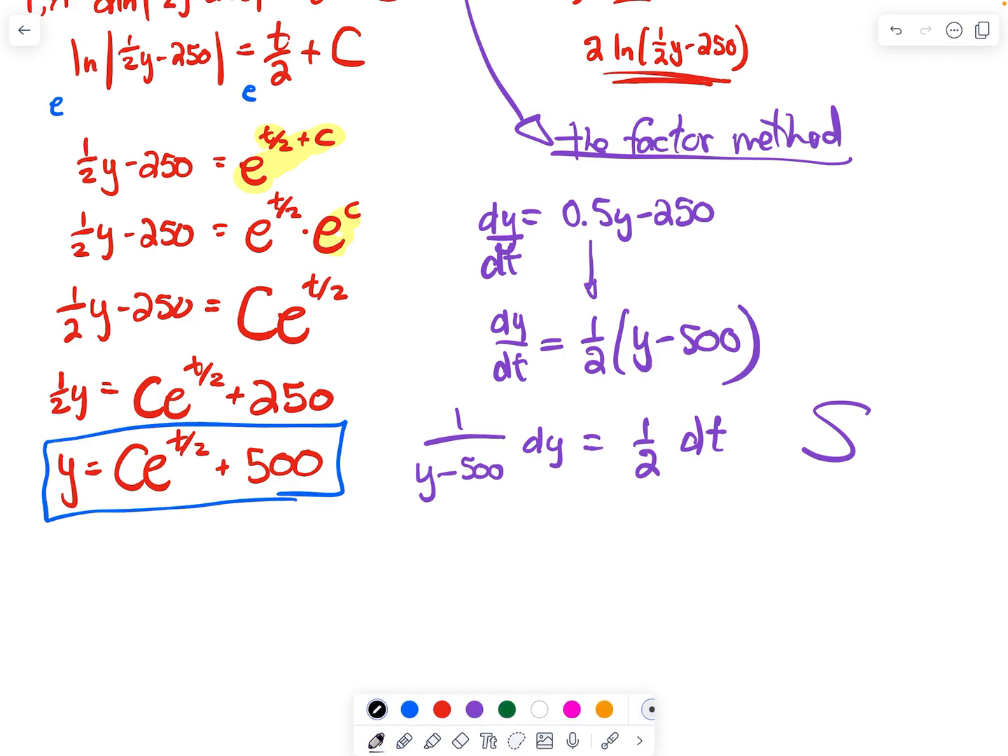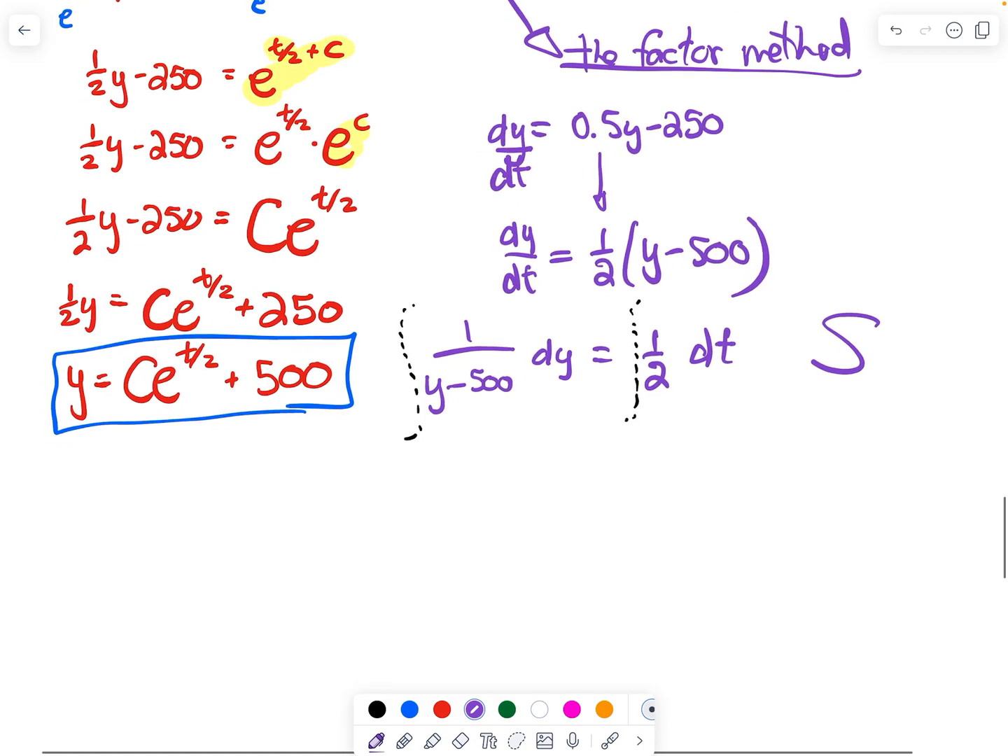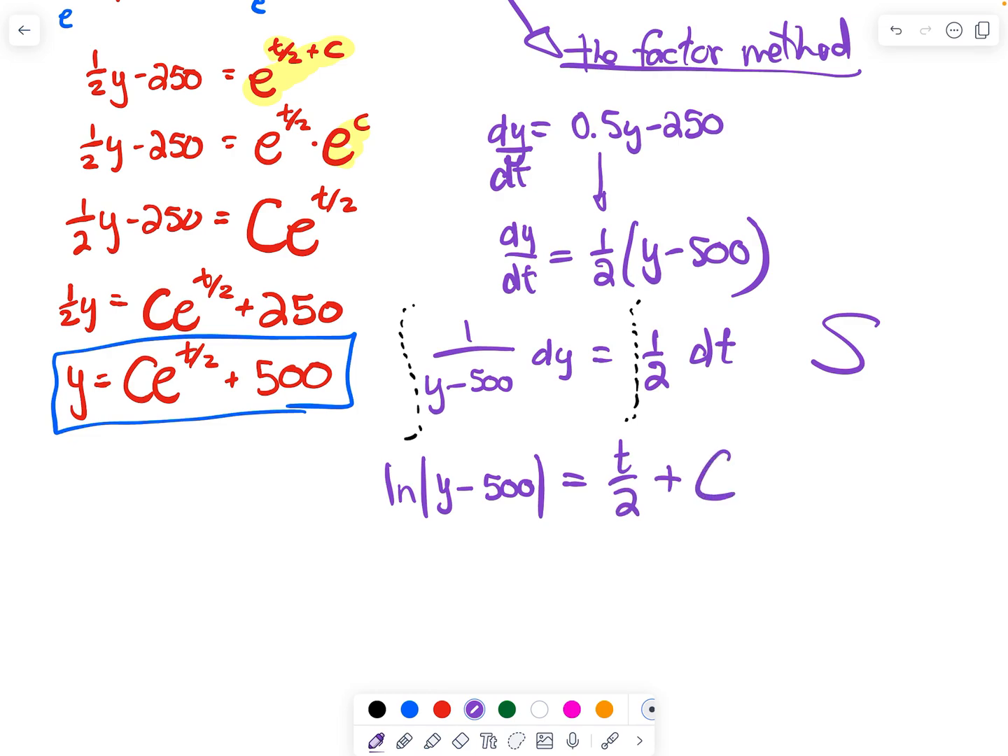We do the P, which is to place an integral sign on both sides. Now this part on the left, it is a mini u sub, but the coefficient of y is just 1. We just have to worry about the natural log of y minus 500 equals, on the right side, 1/2 dt. That is just t over 2 plus c. So the S, the P, and the antiderivative has finished.